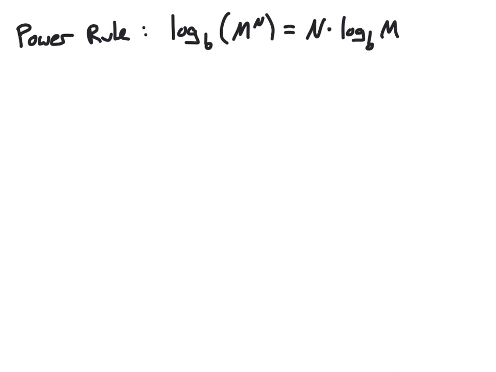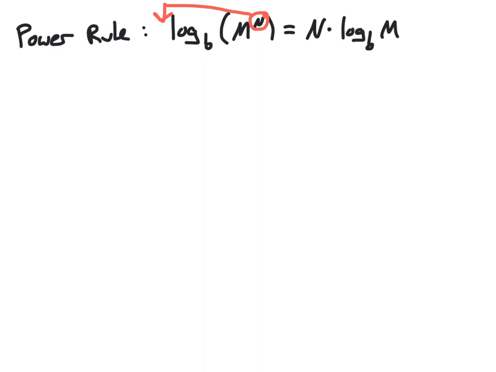A third important rule of logarithms is called the power rule, stated here. It says that the log base b of m to the nth power is equal to n times log base b of m. Essentially what is happening is that the exponent of n inside the logarithm is being moved outside the log, but instead of as an exponent, as a coefficient. This allows us to compute log base b of m of a simpler expression m, and just multiply by n after the fact.